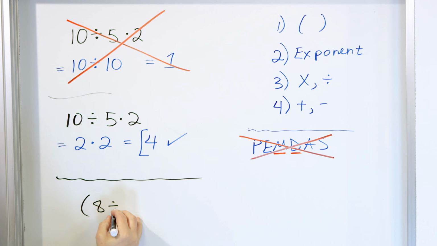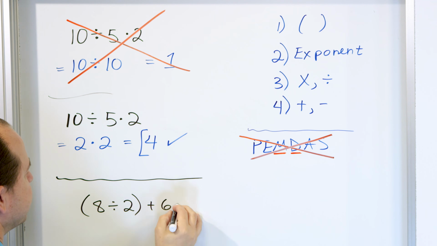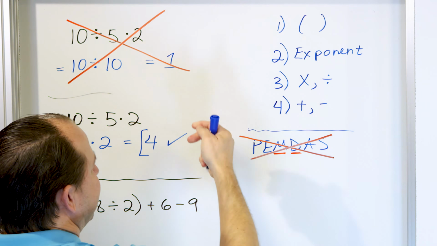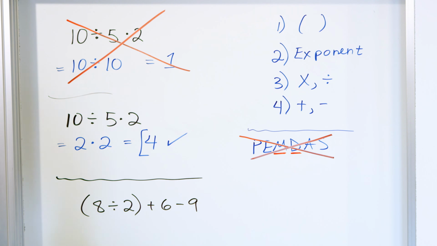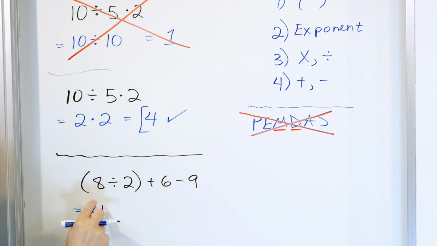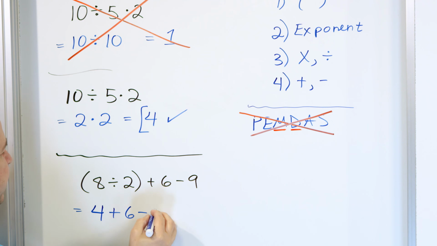8 divided by 2. That's in parentheses. Then we have plus 6 minus 9. So the very first thing you do is what? Parentheses. That's the first thing you just do, always. P for parentheses. So you ignore everything here and you focus on what's in the parentheses. Now I have an 8 divided by 2 in there. 8 divided by 2 is 4. And once I evaluate what's in here, I can kind of drop the parentheses because I've already done it. And then I rewrite the rest of the problem, plus 6 minus 9.